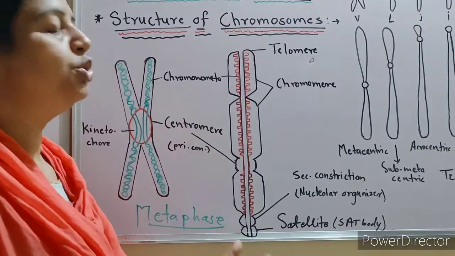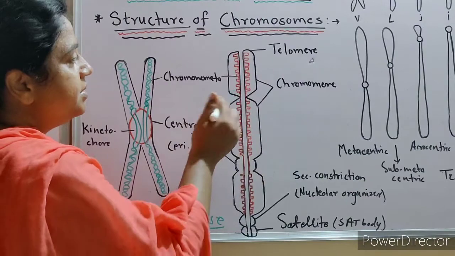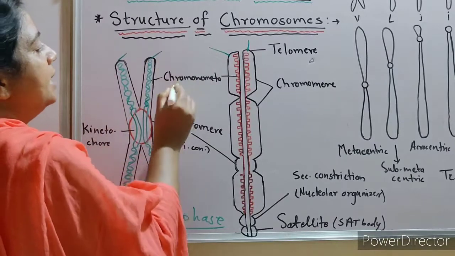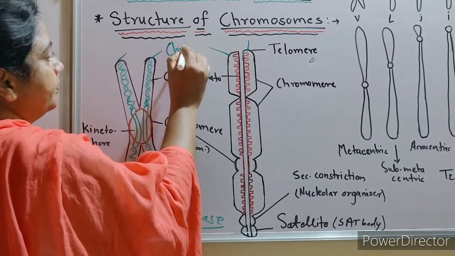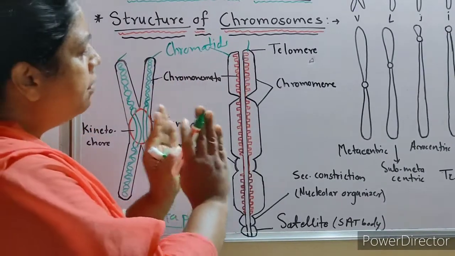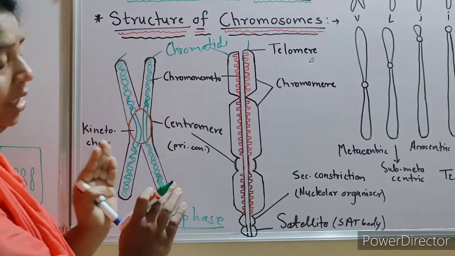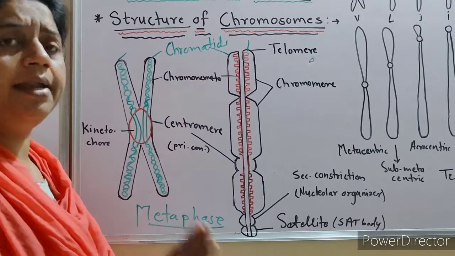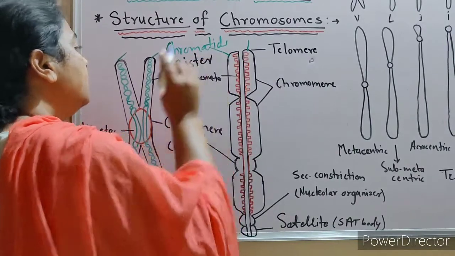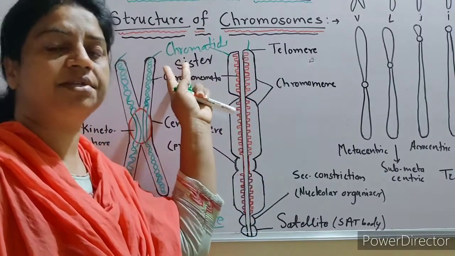Here, the structure of chromosome has two similar halves, two equal halves, two identical structures, this one and this one. These two structures are called chromatids. These are halves of the chromosome, this one half and this one half. These are called chromatids. These are identical, similar, so they are called sister chromatids. Means the chromosome has two chromatids called sister chromatids.